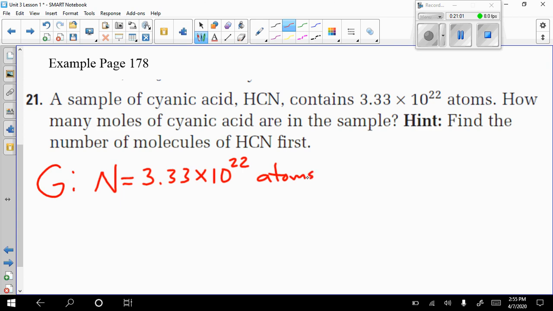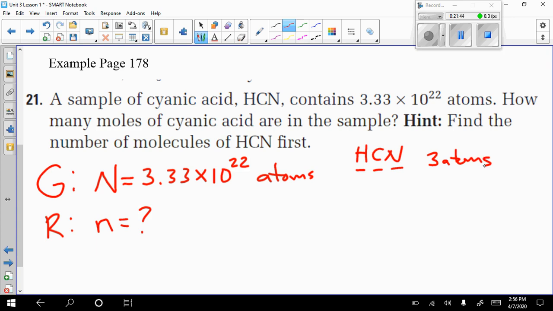Remember, the capital N is the number of particles, so that's the number of atoms. Now it says, required, how many moles of cyanic acid are in the sample? So the required is the little n, that's the number of moles. Now, interestingly, there's a little trick to this question, which is why I wanted to do it with you. It says, hint, find the number of molecules of HCN first. Because look at this, every cyanic acid molecule has a hydrogen, a carbon, and a nitrogen. So every molecule has 3 atoms in it.